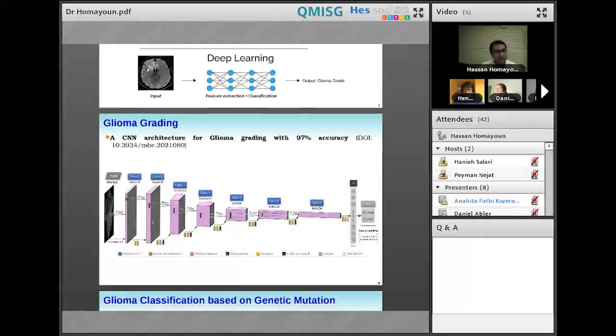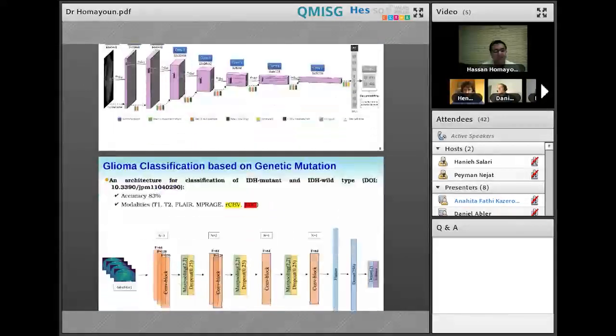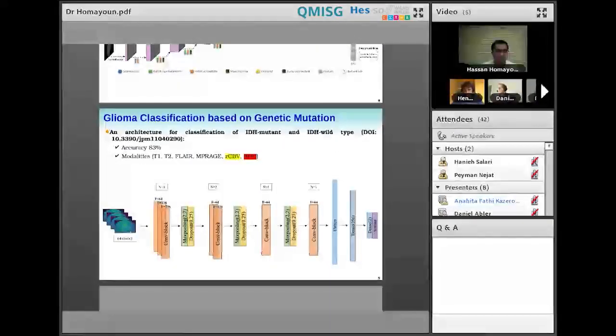You can see a convolutional neural network architecture for glioma grading with 97% accuracy. In this network, glioma MR is fed to the network and passes through different processing layers, and finally the output will be high-grade glioma or low-grade glioma.